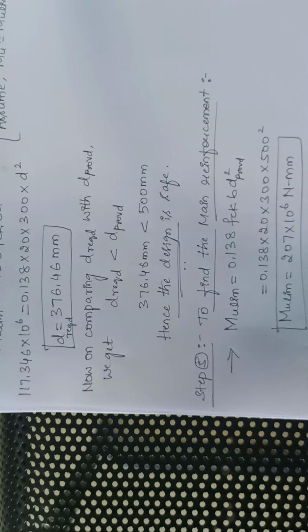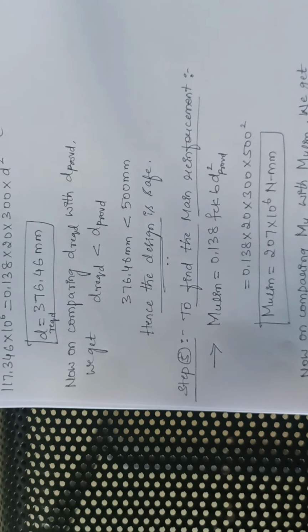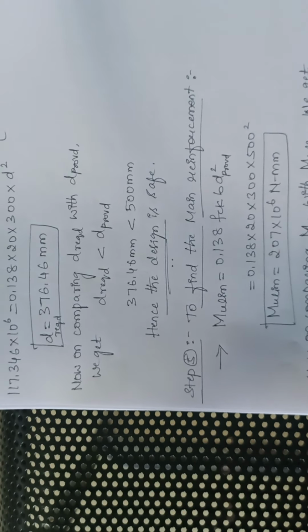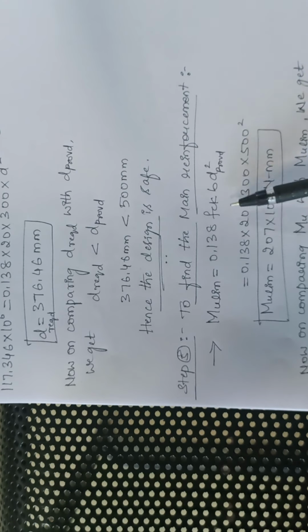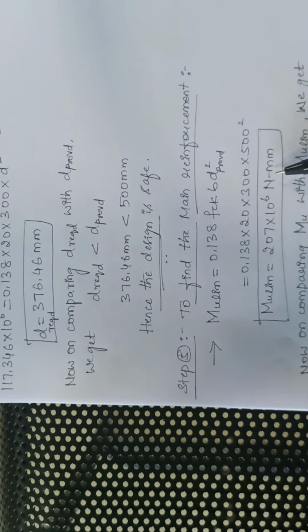Step number 5 is to find the main reinforcement. The area of steel we have to find on the tension side of the beam. For which we again consider the same formula of Mu limit, which is 0.138 fck b d square. Here in place of d, we substitute the value of provided d, which was from the first step. Our provided depth is 500, b, which is given in the question as the width of the beam, is 300, fck is 20. On substituting all the values, we will get the value of Mu limit as 207 kilonewton meter. If you convert that in terms of Newton mm, we get 207 into 10 raised to the power of 6 Newton mm.